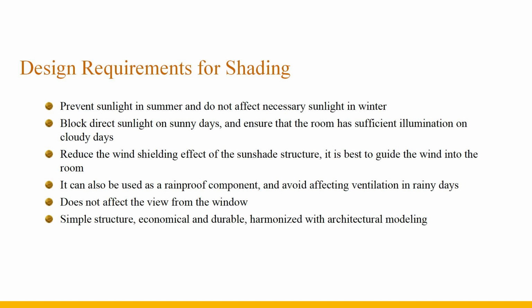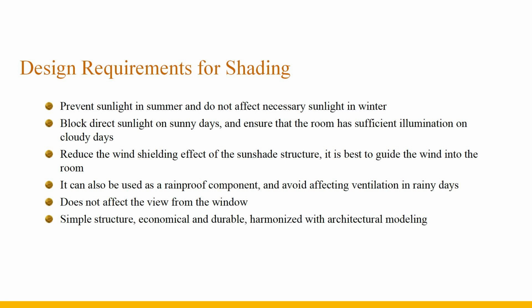Second, when it is sunny, it can block direct sunlight from entering the room, and when it is cloudy, it can ensure that the room uses natural lighting to meet the illumination standard. Third, minimize the heat shield effect of the sunshade structure, preferably to get the heat into the room. Fourth, the sunshade is also used as a rainproof component, and the ventilation cannot be affected in rainy days.